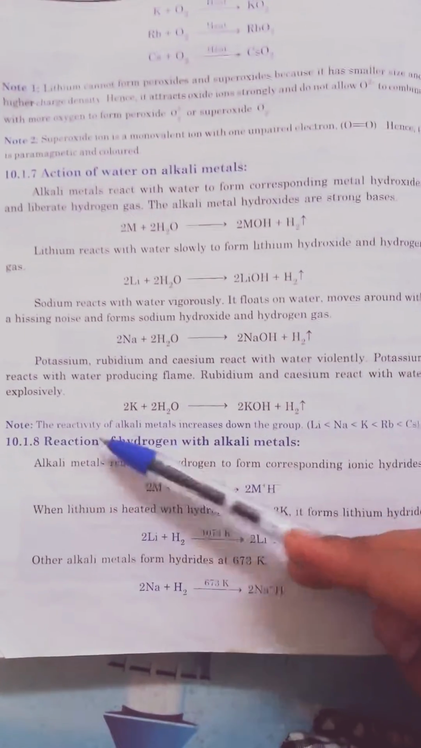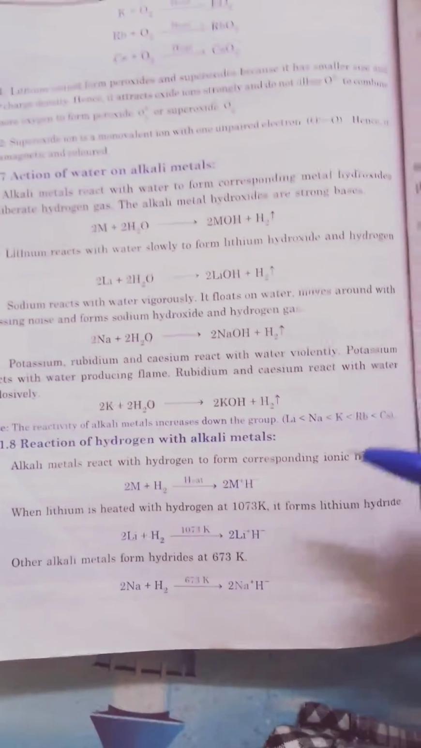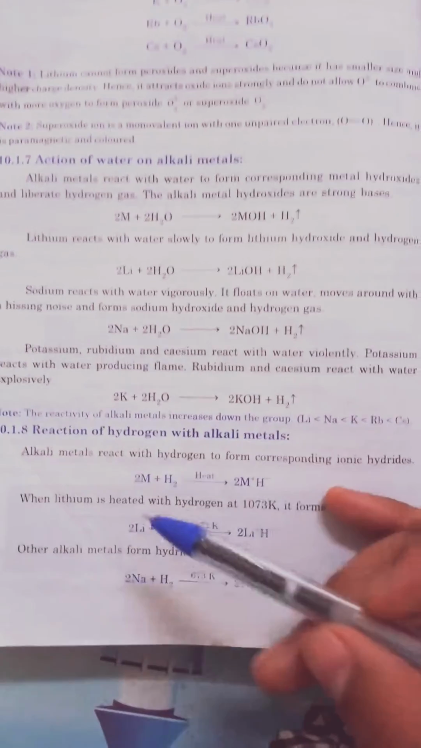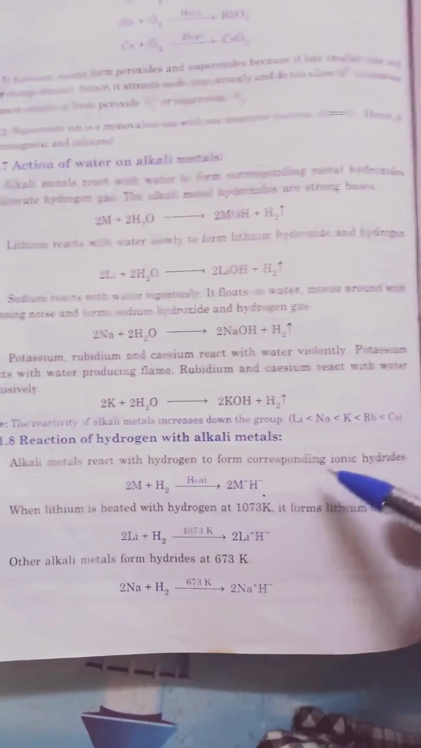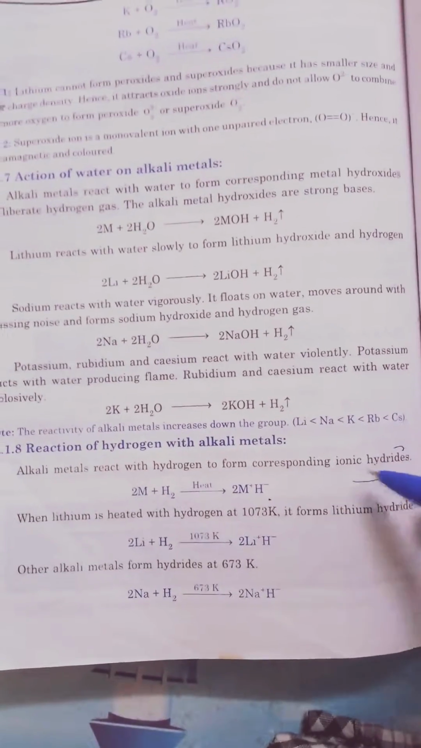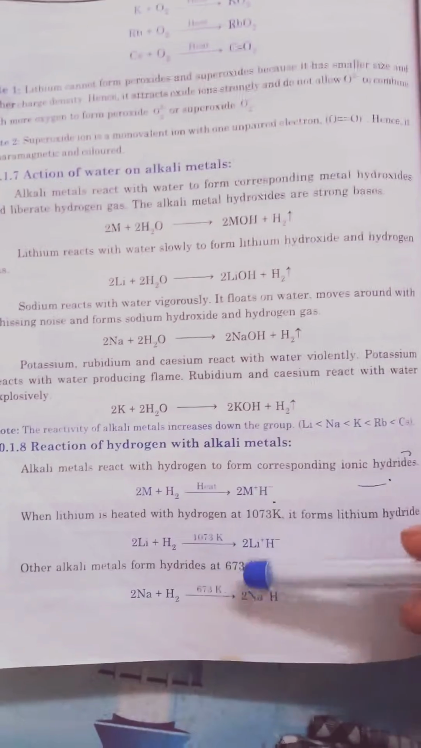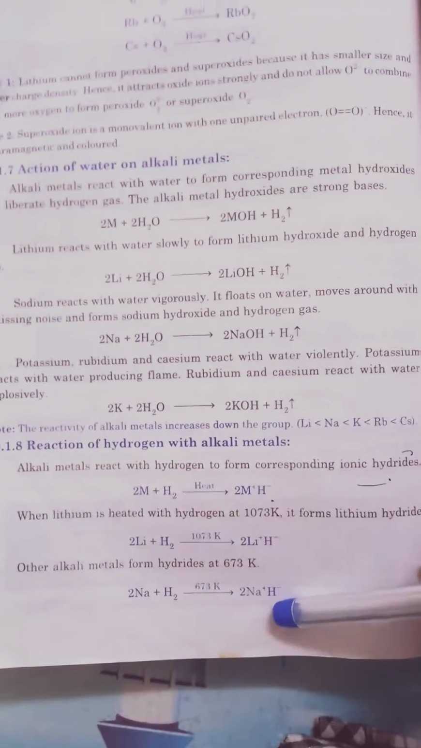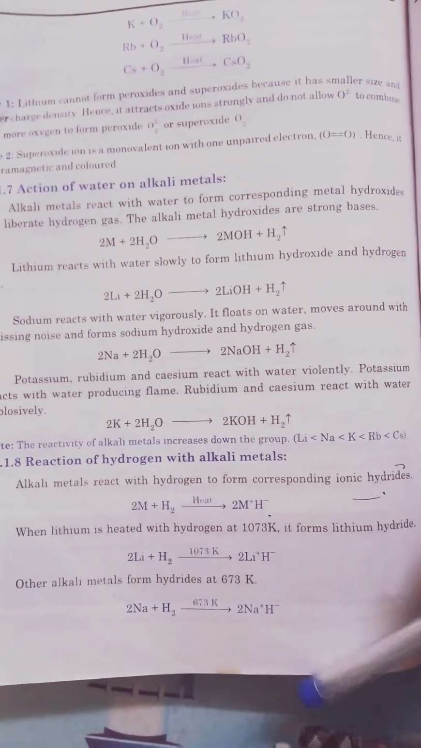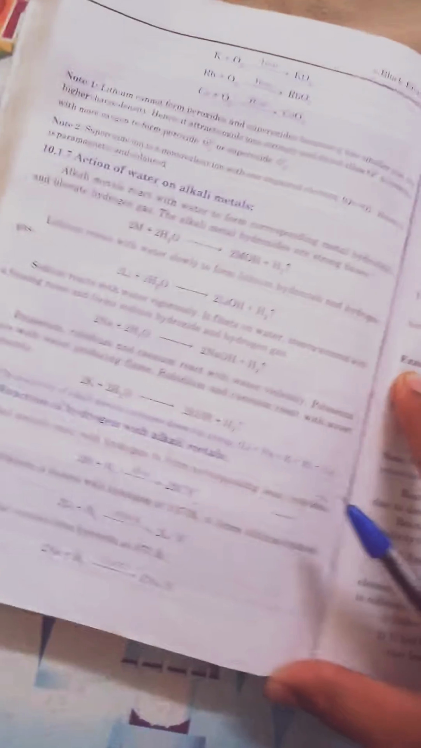Moving on to the next one, reaction of hydrogen with alkali metals. This is just a simple hydride formation. Your metal reacting with hydrogen forms a metallic hydride. That's all. Everything forms their own corresponding hydrides. When you look at lithium, lithium obviously forms a hydride. Any alkali metal on the other hand will have the same thing. Obviously the temperature and things like that will be different. That's all, nothing much to worry about over here.